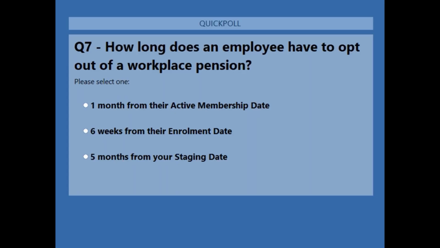So this one, how long does an employee have to opt out of a workplace pension? So how long have they got to opt out for the workplace pension? They either have 1 month from their active membership date, 6 weeks from their enrollment date, or 5 months from your staging date. So how long do they have to opt out of a workplace pension?